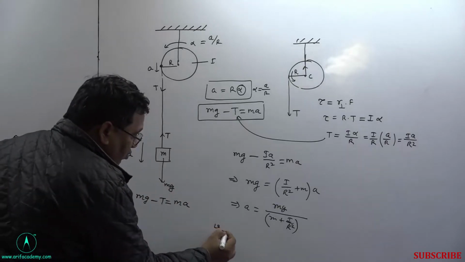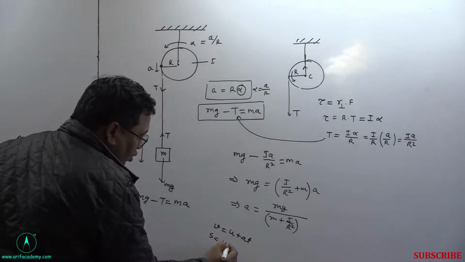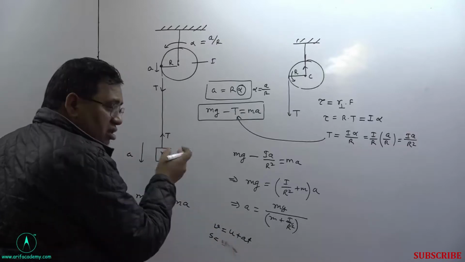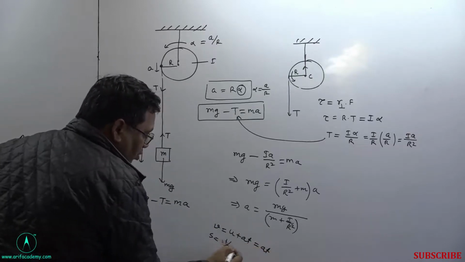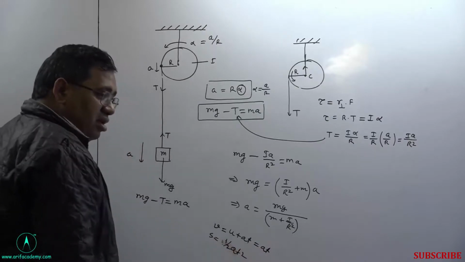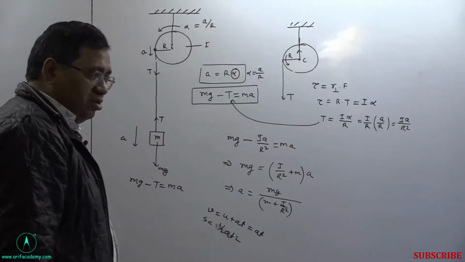We can use v equals u plus at, and s equals ut plus half at square. Since u is 0, it starts from rest, I can write v as at and s equal to half at square. So, how much distance it descended, we can find using this.